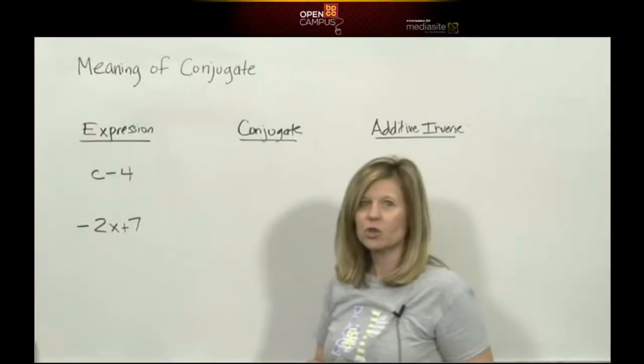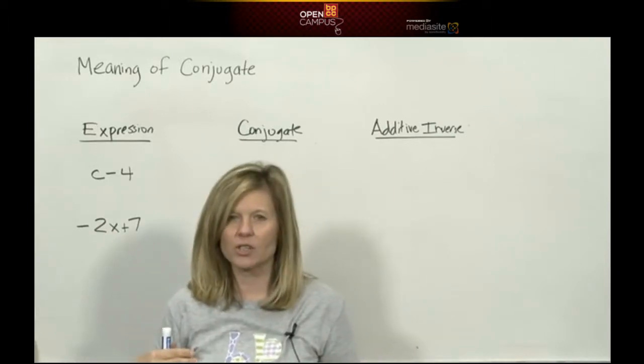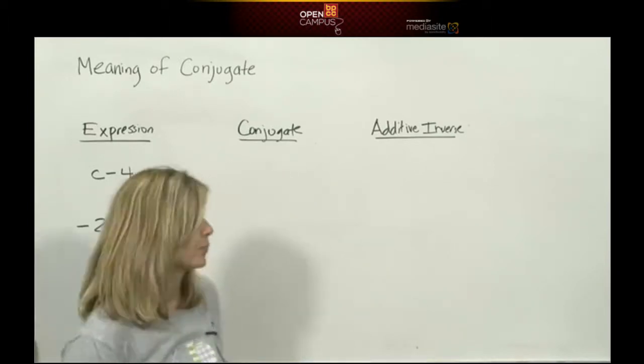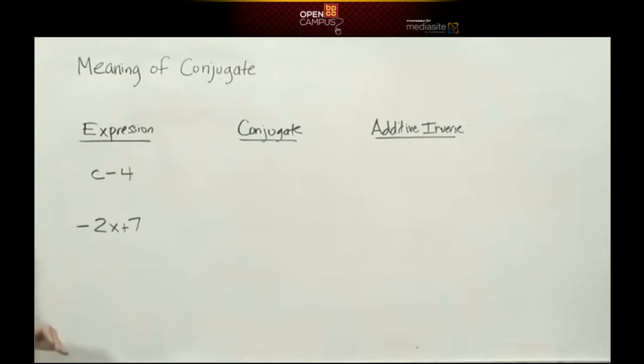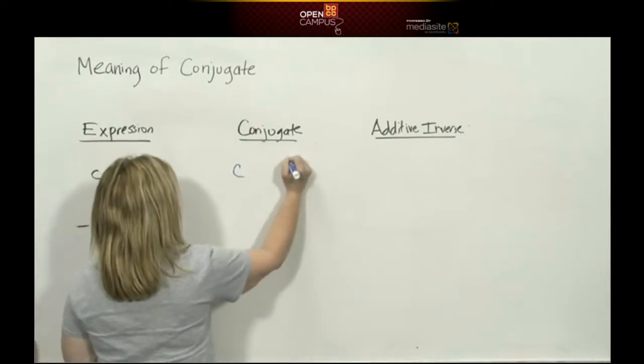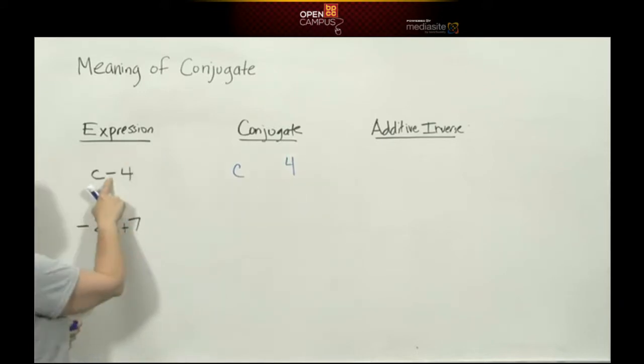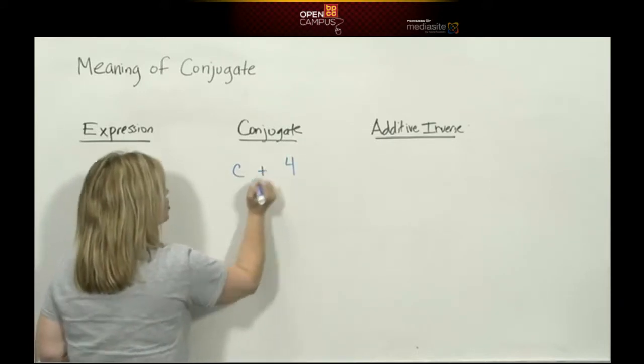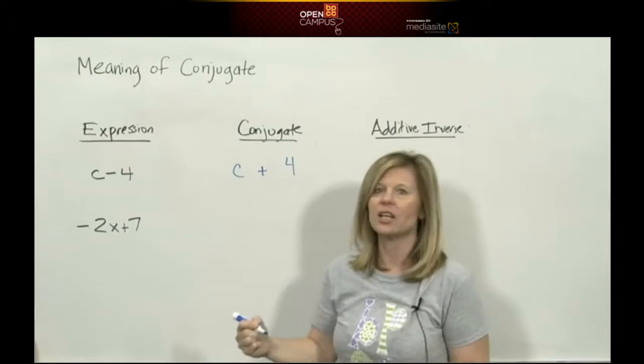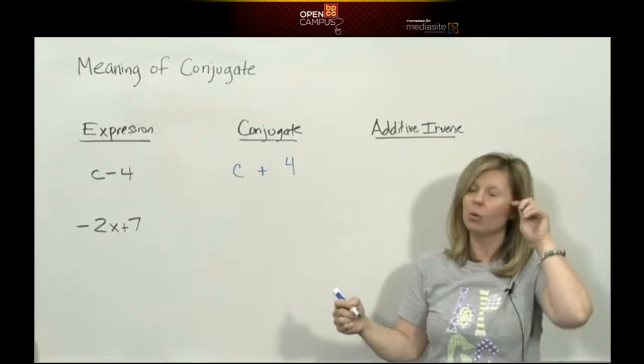All right, let's make sure we understand the difference between the word conjugate and the word additive inverse. So I'm going to start you off with an expression, c minus 4. That is a binomial that has two terms. If I ask you for the conjugate of this expression, I'm asking you to change that middle symbol. So I'd leave the term c, I'd leave the term 4, but subtraction would change into addition. And that's what the conjugate is, changing the middle symbol only.